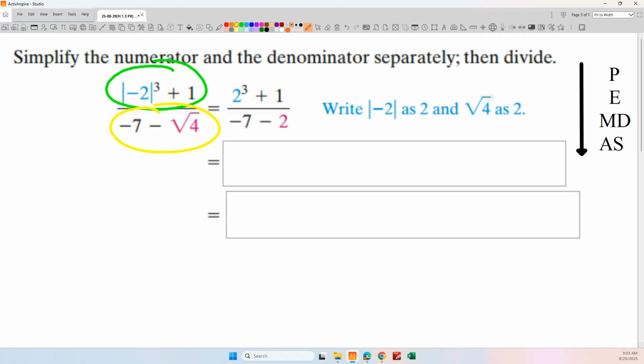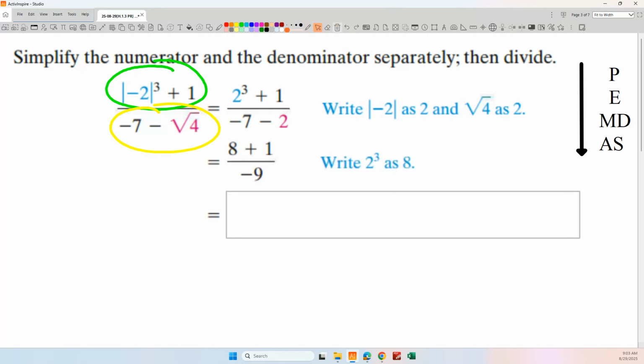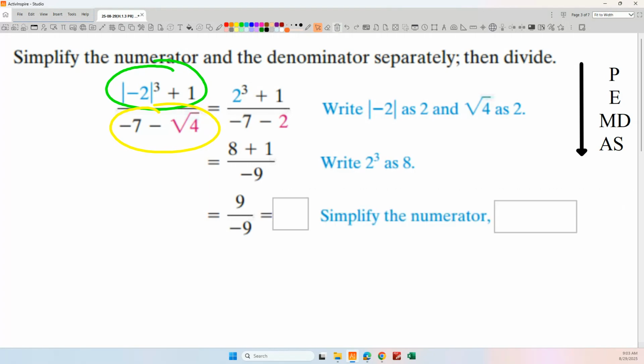Square root. Okay. What's next on the top? Exponent. Good. What's next on the bottom? Subtraction, right? So the bottom's going to be done. Top, we got to keep going a little bit. Okay. Next on the top, I'm obviously adding. I'm going to get 9 over negative 9, which is negative 1. And we got it. Perfect. Okay.